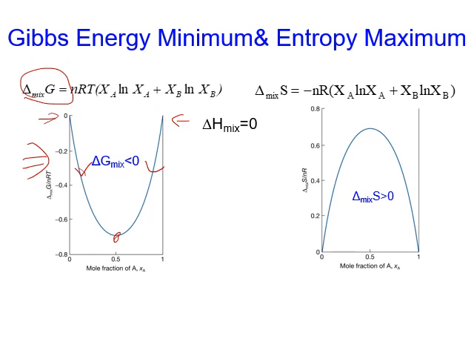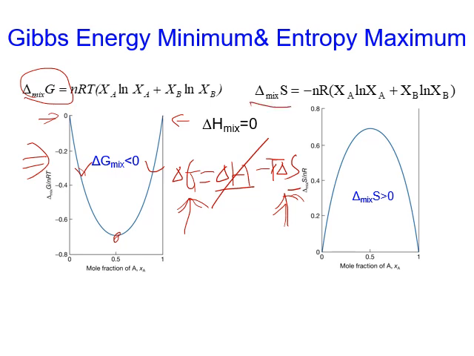Now we know that delta G is contributed by two factors, delta H and delta S. For an ideal gas, there's no intermolecular interaction, so when you mix two ideal gases, delta H is 0, doesn't change, and therefore delta G is only contributed by entropy change. A negative Gibbs energy means a positive entropy change. So in fact, entropy of mixing can be calculated by negative nR (XA ln XA plus XB ln XB).